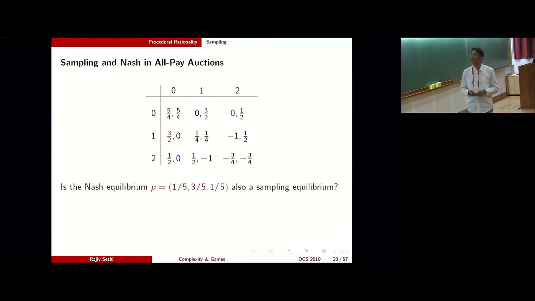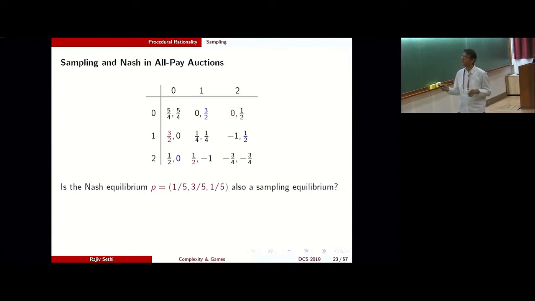So this was the all-pay auction example from yesterday. Just to remind you of the payoffs, there's an object worth 5/2, that's 2.5. If I win this object, that's the value of the object to me. And I have to pay what I bid, regardless of whether I win or lose. That's the rules of this all-pay auction.